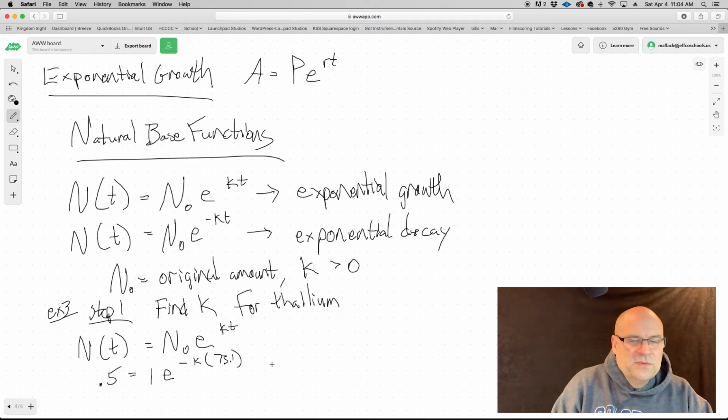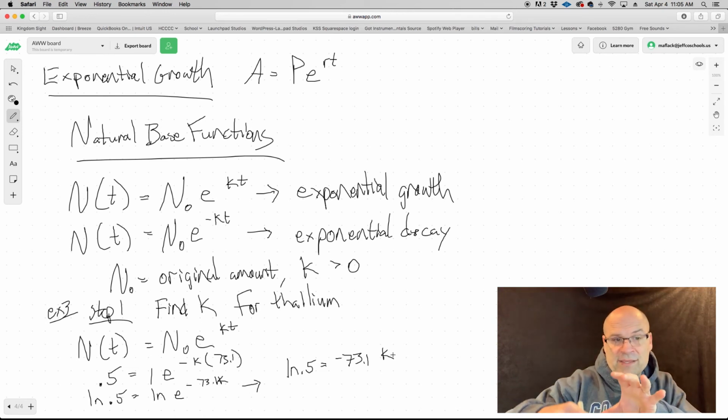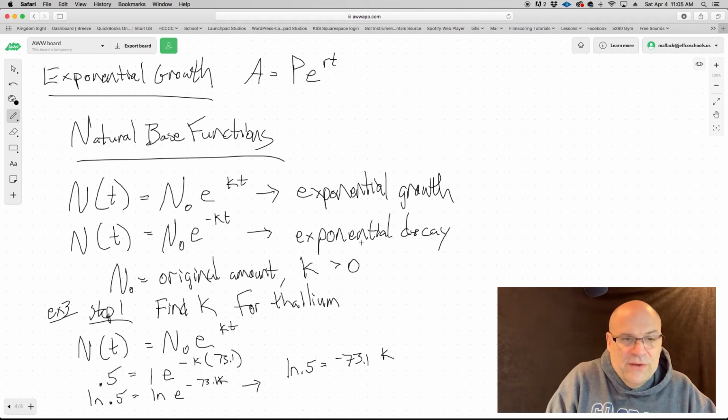73.1. So now what we're going to do is we're going to take the natural log of both sides. So natural log of 0.5 equals natural log of e, because 1 times anything is itself, to the negative 73.1 k. Okay. All right, let's apply some inverse properties here. So basically, natural log of 0.5 equals negative 73.1 k. So remember, natural log of e to the anything is that anything.